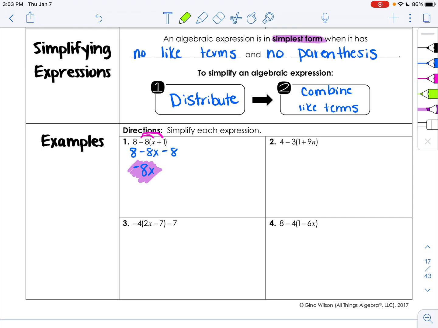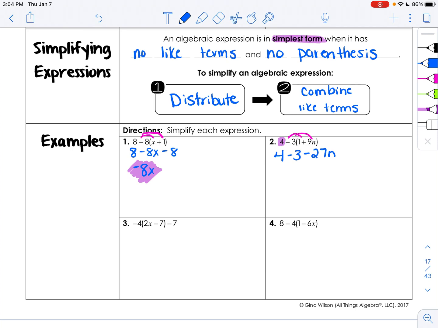Number 2, I can see I have parentheses, so I know I'm going to need to distribute. We distribute the number directly in front, so we distribute that negative 3 to everything inside the parentheses. In front of that negative 3, I have this 4. That 4 doesn't have anything to do with what we're distributing, so I'm just going to bring that 4 down. And then I'm going to distribute. Remember, when we distribute, we multiply. Negative 3 times 1 is negative 3. Negative 3 times 9n is negative 27n.